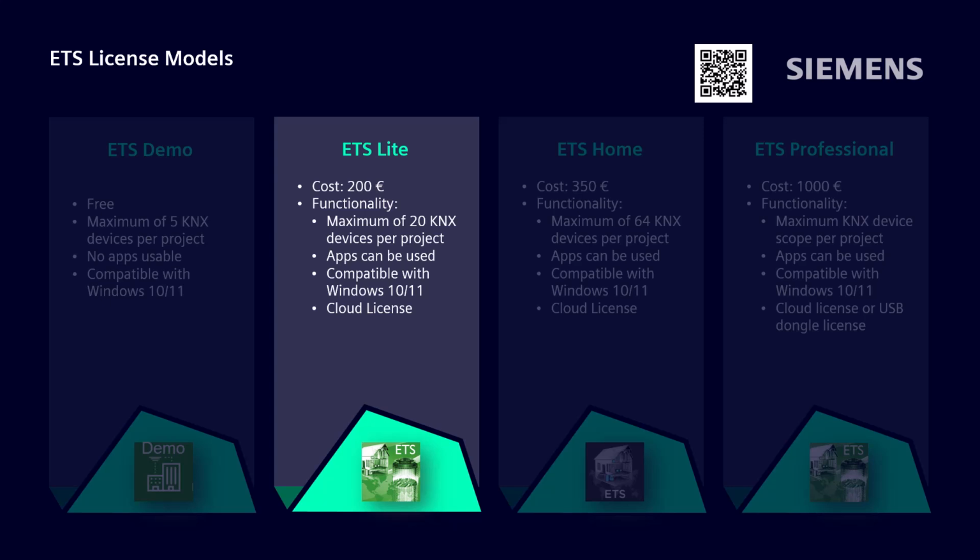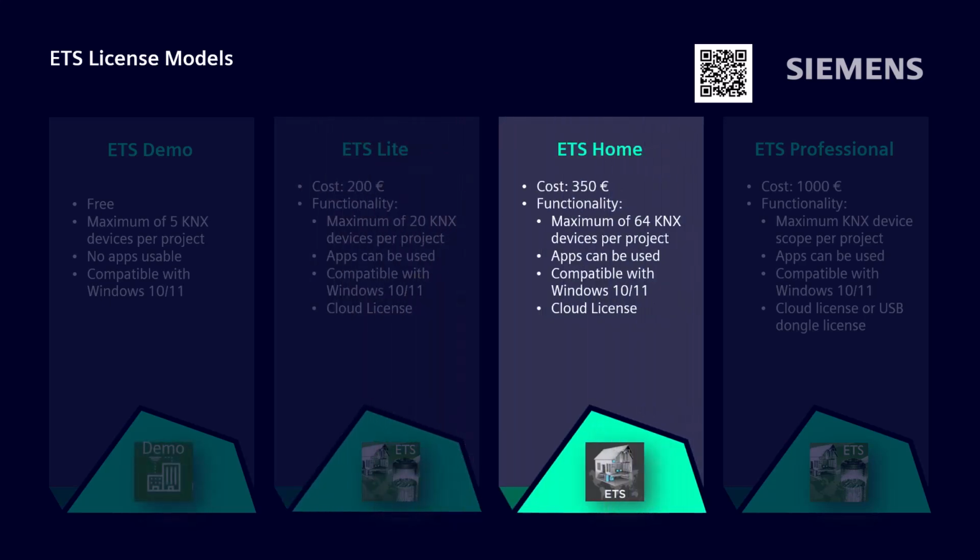The ETS Lite version is available from €200 in the official KNX shop and allows the integration of up to 20 KNX devices per project. In contrast to the demo version, all ETS apps can be used without restrictions. The license is granted exclusively as a cloud license, a difference from previous license models. This version is particularly often used by educational institutions to implement smaller projects as part of lessons or training.